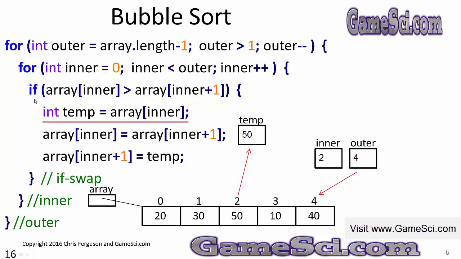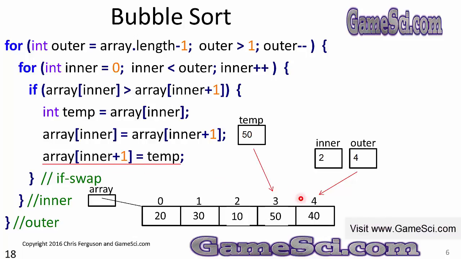Since this was a true statement, it's going inside the loop. It sets up a temporary variable, temp, here, and it takes array sub inner, that 50, and moves it to the temporary variable. Once 50 has safely moved to temp, it's going to move the 10 at array sub inner plus 1. That's the 10 right there, inner plus 1. It's going to move it over to array sub inner. It's going to wipe out the 50 that was here before. But don't worry about that 50. It's safely in temp. We'll take it from temp and move it to inner plus 1.